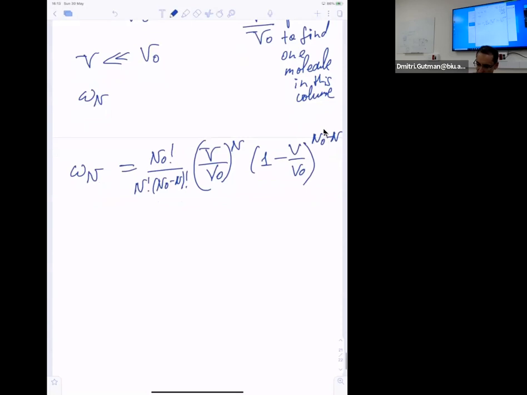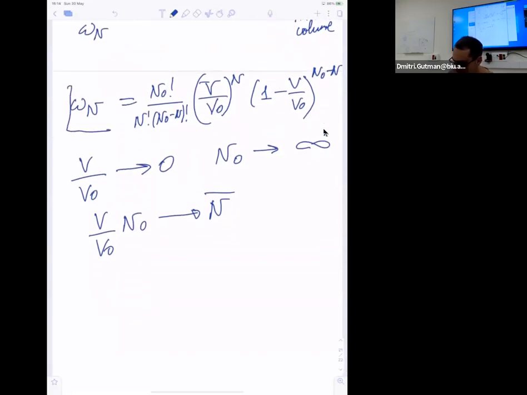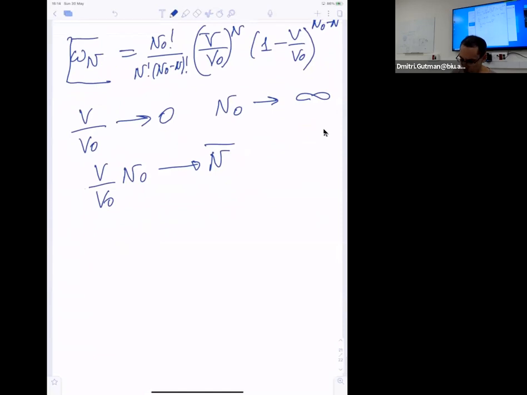And then we'll take a particular limit. We'll take a limit, when V over V0 approaches 0, the number of particles in the container approaches infinity, and the number n bar, which is an average value of particles in the element V, approaches a constant. So in this limit the binomial distribution W of n turns into what is called the Poissonian distribution. So let me just briefly outline how it goes.